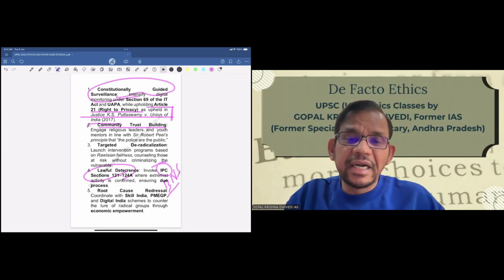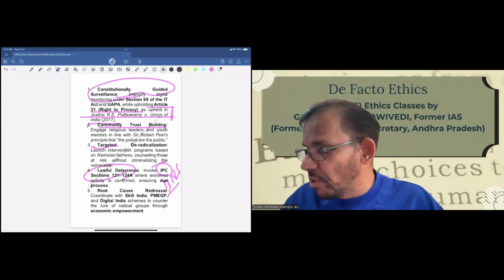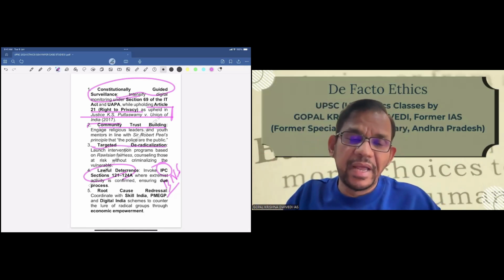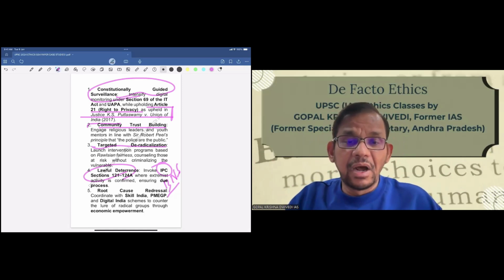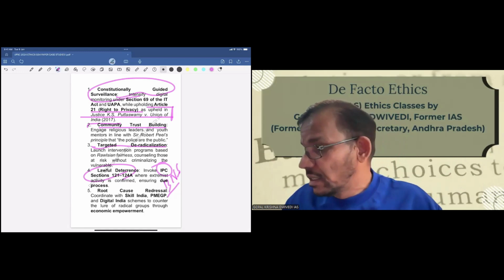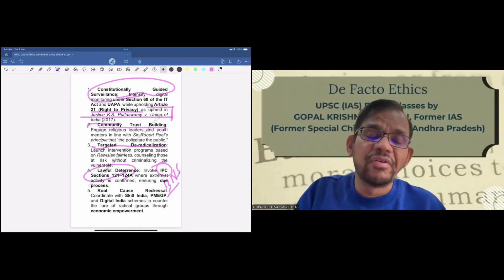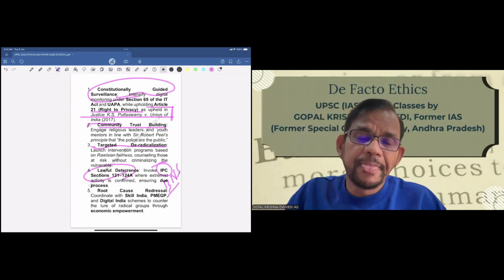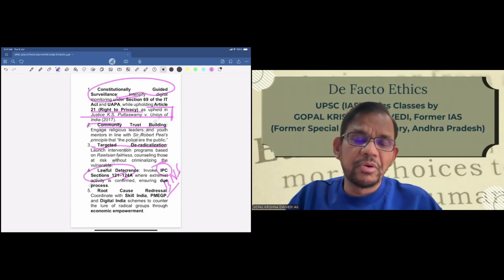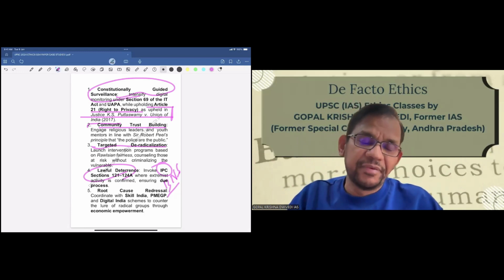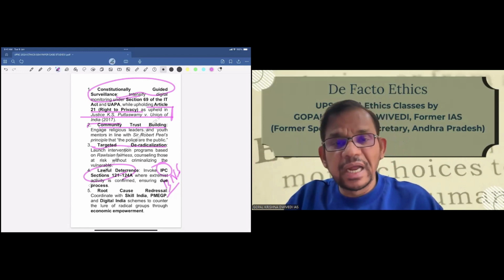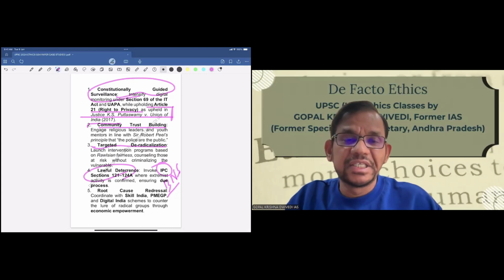Third is targeted de-radicalization. Now, this is again very important because you have to identify the groups or the area, and you have to start de-radicalization by launching intervention programs based on rule of law and fairness, counseling those at risk without criminalizing the vulnerable. So you need not always file the criminal case, but you have to de-radicalize. You have to start publicity in different ways so that their mindset basically changes.